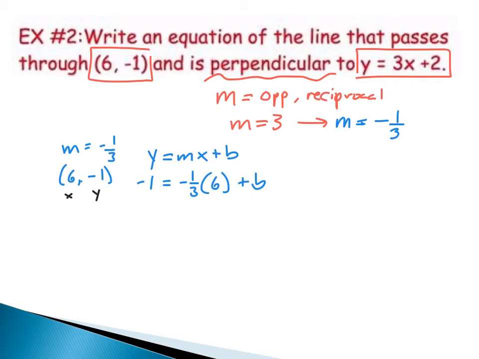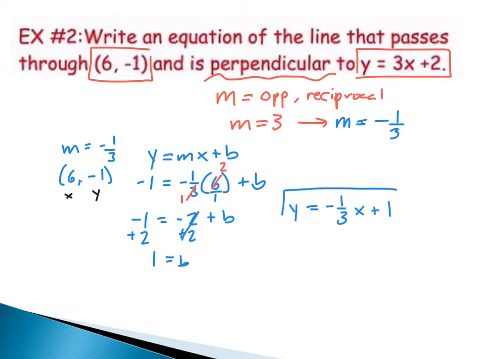Now I have here, oh boy, fractions. Oh, geez, freak out. Forget everything we've done all year, right? No. Remember, 6, I'm going to put a 6 over 1. Then I can simplify. That's going to turn into a 1. That's a 2. So really what we have here is negative 1 equals negative 2 plus b. Then I can add 2 to both sides to get b by itself, and b is simply going to equal 1. So my equation becomes y equals negative 1 over 3x plus 1. And these two lines would be perpendicular.